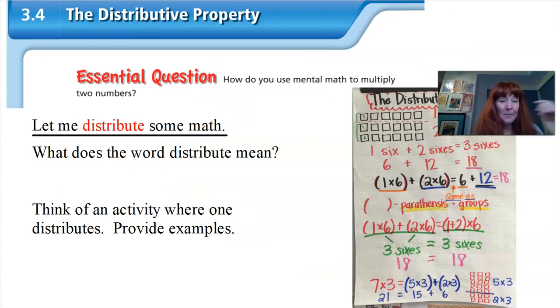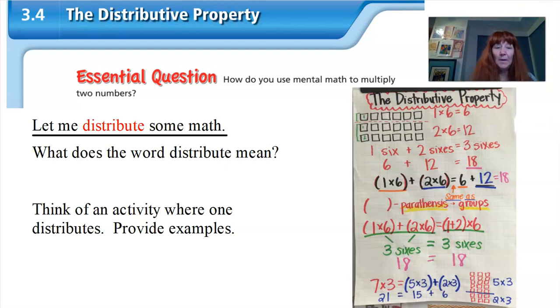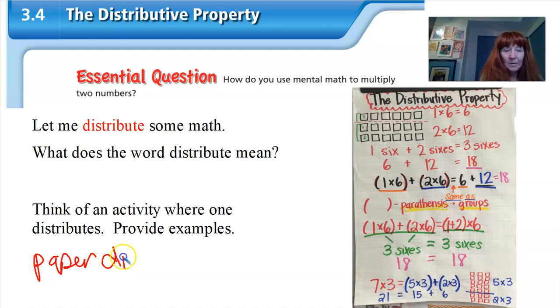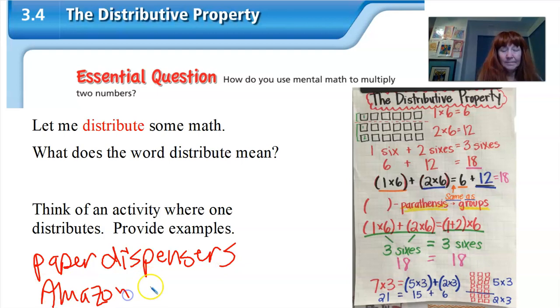Okay, so today we are learning about the distributive property and some ideas for examples where somebody distributes. Well, first of all, I've got paper dispensers. So my paper dispensers distribute papers. And really, distribute just means to hand out. Amazon distributes packages. So I want you to think of distributing as handing out different things. But really what we're going to do is be handing out the same number.